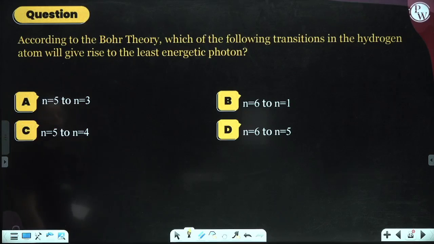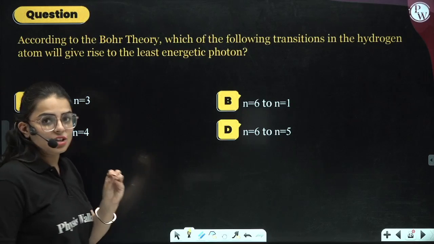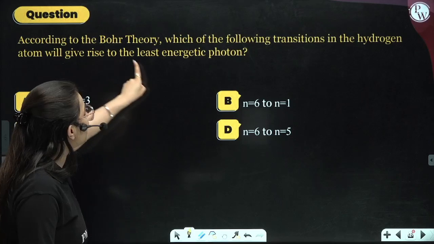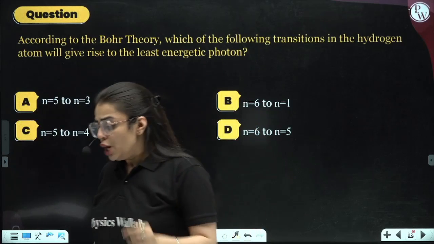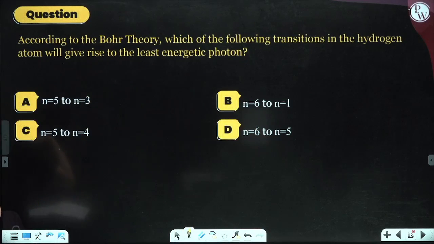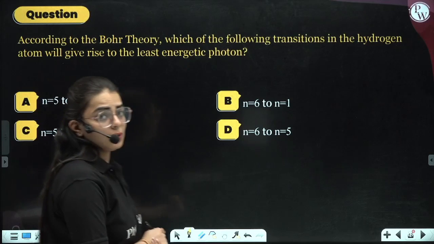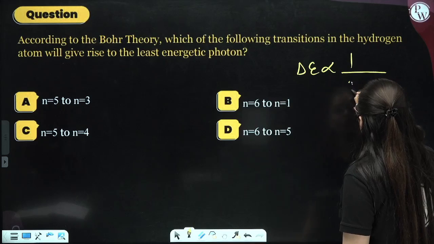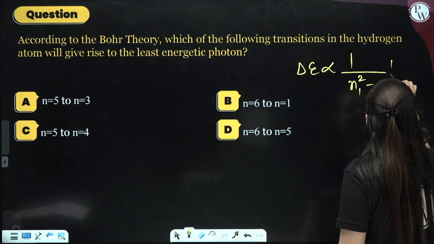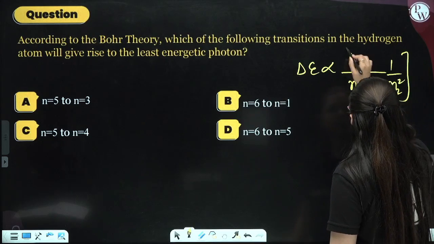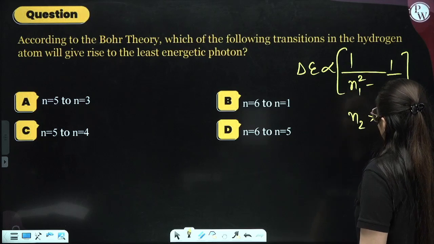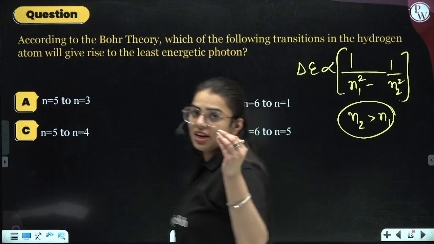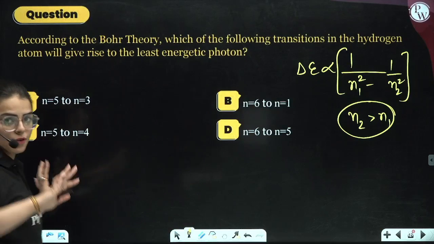Now the question is, according to the Bohr theory, which of the following transitions in the hydrogen atom will give rise to the least energetic photon? What do you think? What do you refer to as the least energetic photon? Now the formula of delta E. See, delta E is directly proportional to 1 by n1 square minus 1 by n2 square, where n2 is more than n1. Delta E, the change in energy, is directly proportional to this according to our formula, right?